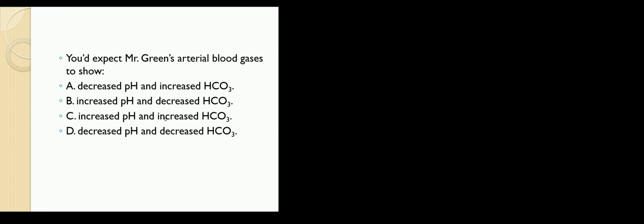You'd expect Mr. Green's arterial blood gases to show what? Decreased pH and increased bicarb, increased pH and decreased bicarb, increased pH and increased bicarb, decreased pH and decreased bicarb. If you'll remember, pH and bicarb go the same direction. pH and CO2 go opposite directions. So you should have picked D.